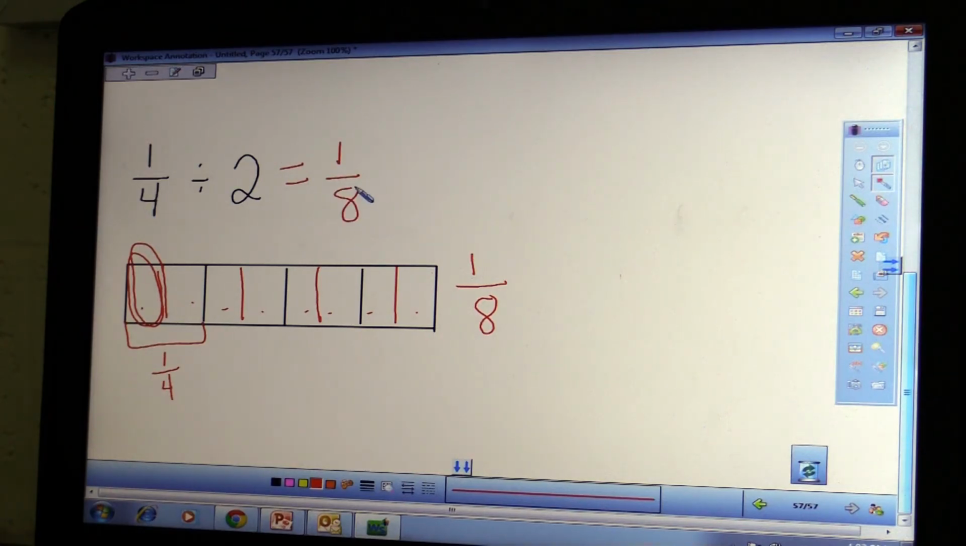And like I said earlier, whatever you start with, that's what you end with. So here we started with a fraction. Now I need to end with a fraction.